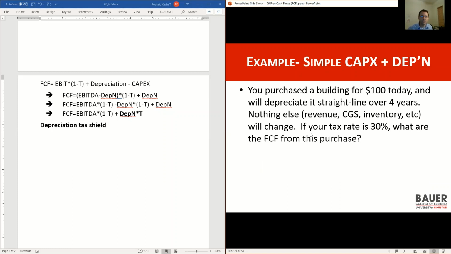Okay, let's do an example, fixed ideas for CAPEX. We're going to combine CAPEX with depreciation, and we're going to see how it shows up in our cash flows. We're going to see this thing called the depreciation tax shield.